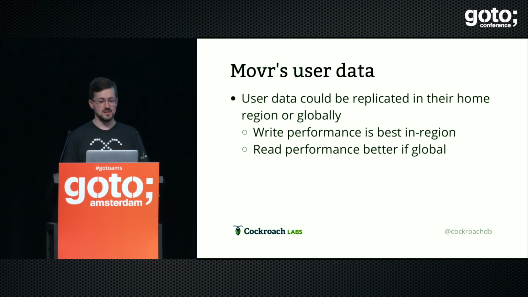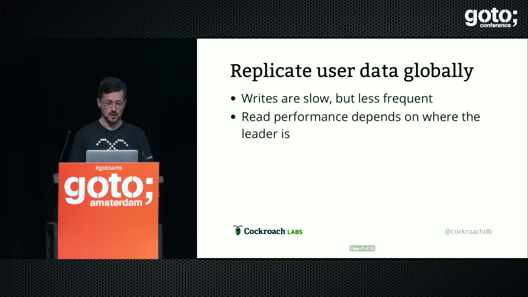But I think that the interesting case here is that if you care more about read performance than write performance, and your users are mobile and may travel around the world a lot, then you can actually get better read performance by replicating them globally. The reason that this is important is because the read performance depends on where the leader is. Reads go to a single node, and this node is going to vary on a range by range or record by record basis.